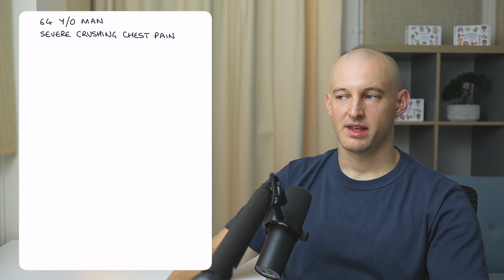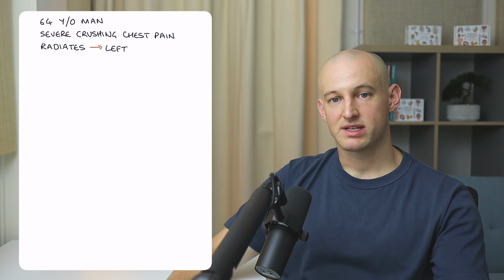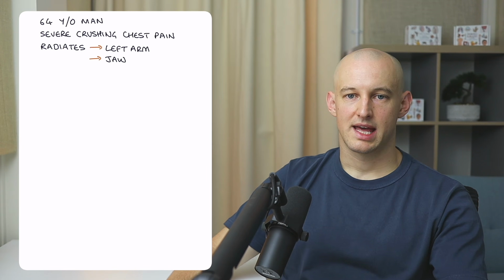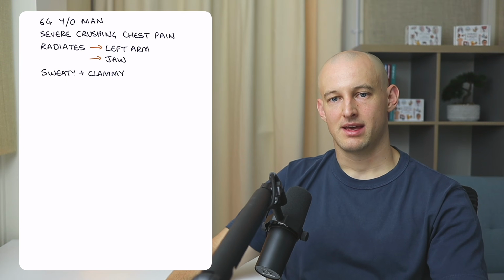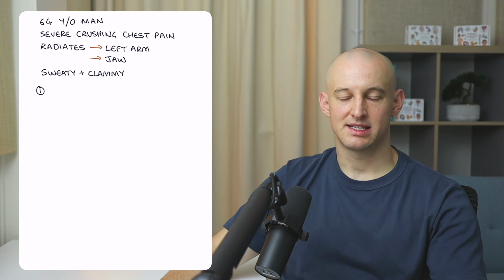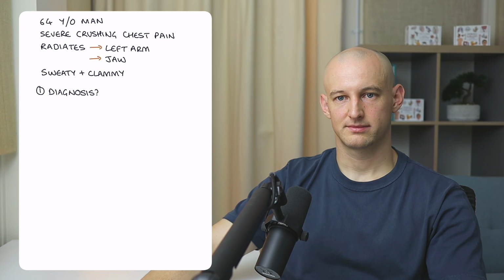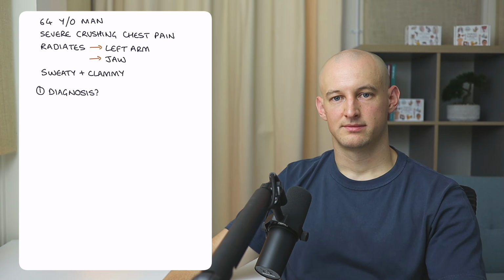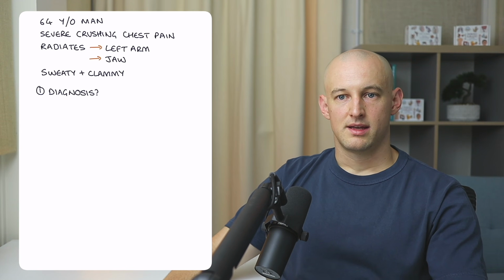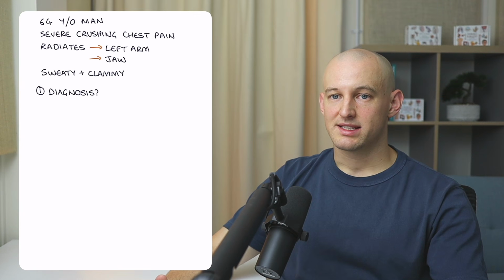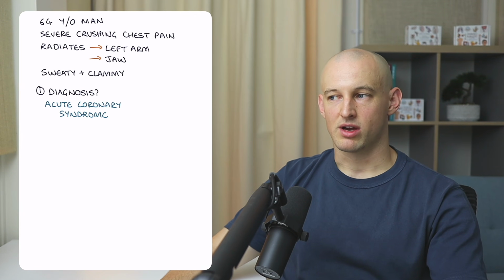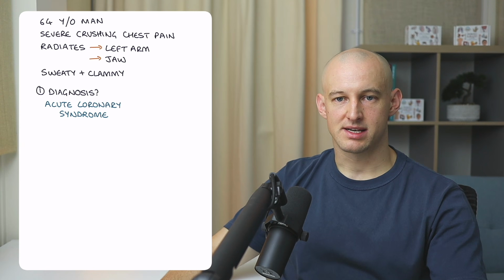Next case is a 64-year-old man who presents with severe crushing chest pain, which is lasting for minutes. It radiates to his left arm and to his jaw, and he's sweaty and clammy. So the first question is, what's the suspected diagnosis in this case? The diagnosis which we're suspecting is acute coronary syndrome, or a heart attack or myocardial infarction.